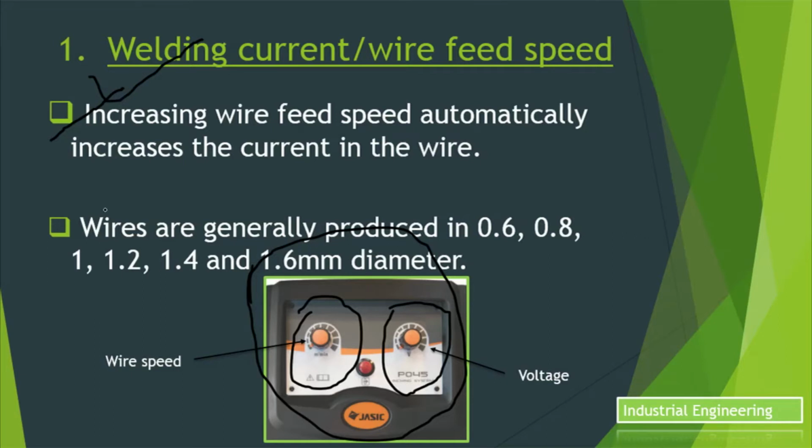The diameter of wire also forms part of the current. For example, 1 mm wire feeding at 3 meters per minute will require less current than a wire of size 1.2 mm feeding at the same rate. The wire feed is set according to the material to be welded.